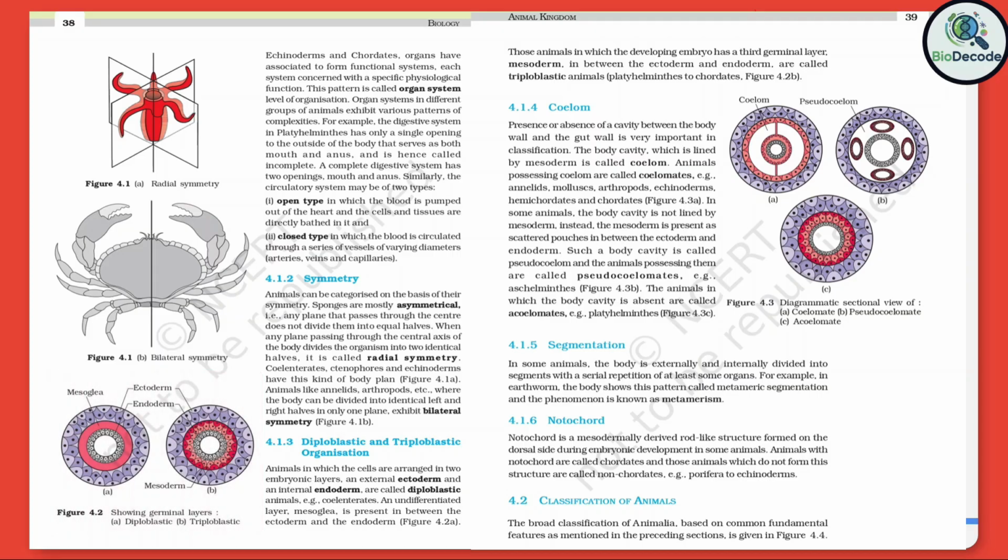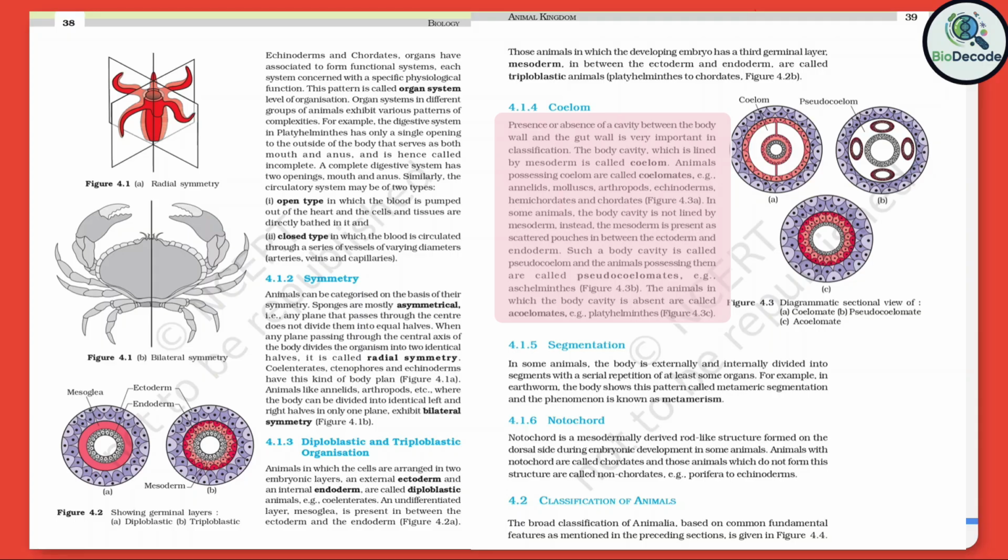Coelom. Presence or absence of a cavity between the body wall and the gut wall is very important in classification. The body cavity, which is lined by mesoderm, is called coelom. Animals possessing coelom are called coelomates. For example, annelids, mollusks, arthropods, echinoderms, hemichordates, and chordates, Figure 4.3a.